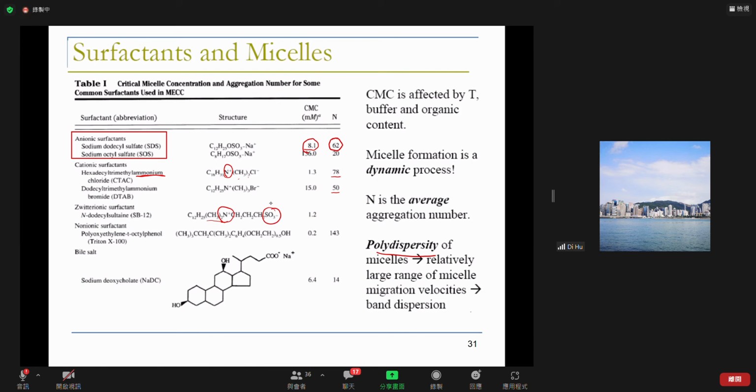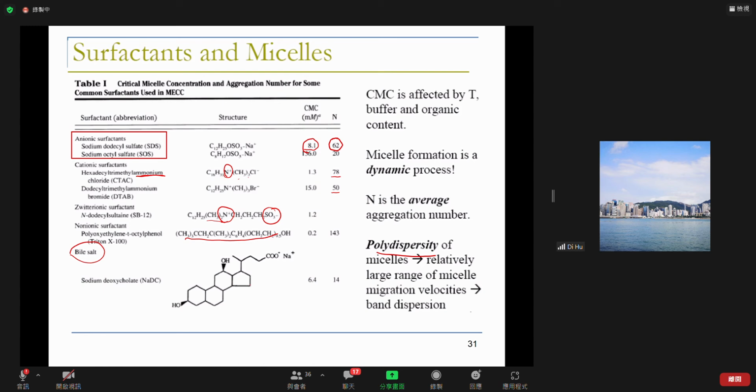So in its group, it also has some non-ionic surfactant, Triton X-100, this one, and also the bile salt. This one itself is the chiral one. It's a chiral one, so it can form some helical structure like this one.